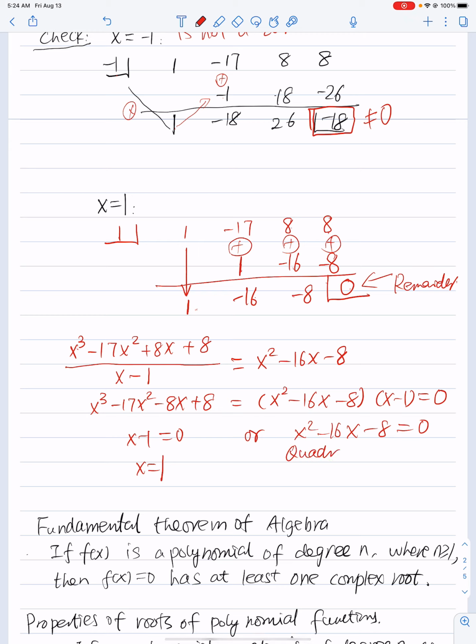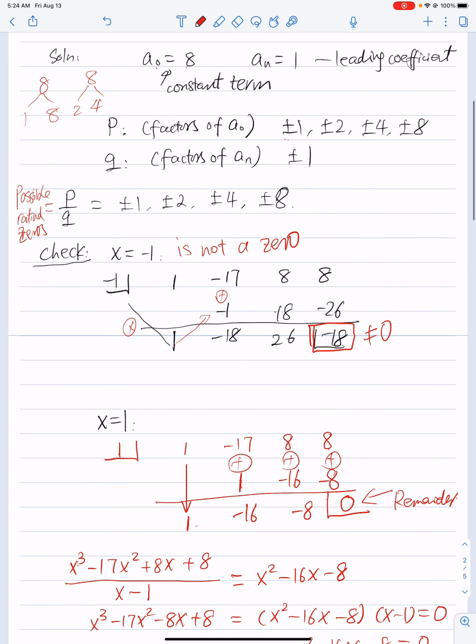It will be 16 plus or minus the square root of 256 plus 32, which is 288. So I simplify: 16 plus or minus 12 root 2 over 2. Okay, so it will be 8 plus or minus 6 root 2. Are they rational? No. Because you have radicals, it's not a rational number. So the only rational zero is what? x equal to 1.